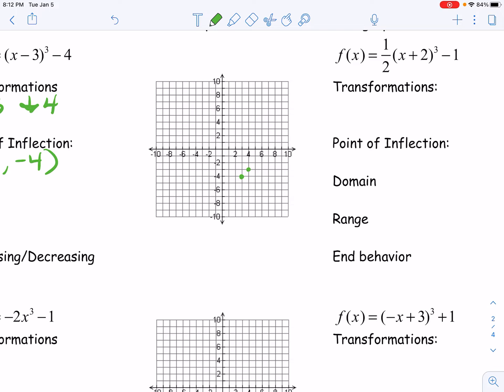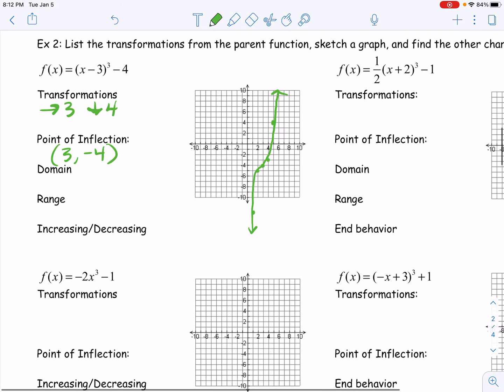1, 2, 3, 4, 5, 6, 7, 8. From that point of inflection, left 1 down 1. From the point of inflection, left 2, down 8, which is obviously going to be off the graph, but let me just estimate 1, 2, 3, 4, 5, 6, 7, 8, somewhere about right there. And then I'm going to connect those dots with a smooth and continuous line. And there we have it. Because there has been no flips, domain is still negative infinity to positive infinity. Range is still negative infinity to positive infinity. Is this graph increasing or decreasing? It's increasing the entire time.